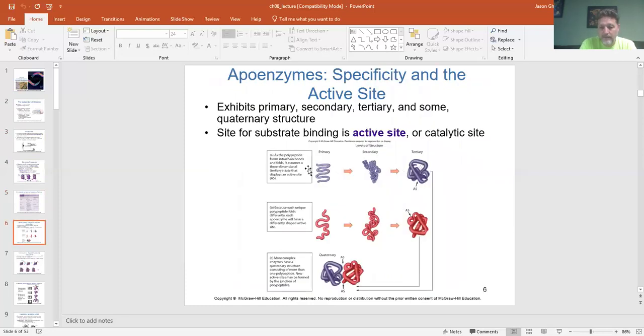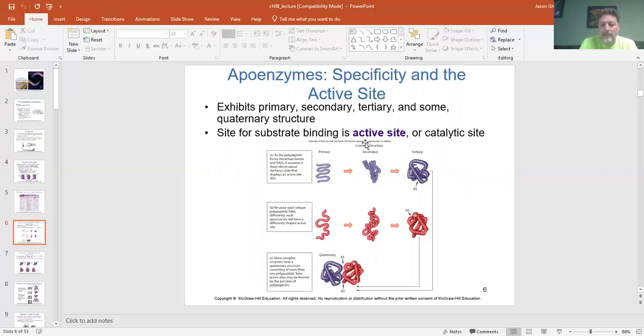Enzymes are proteins. Again, proteins are simple amino acids put together in chains, and they're folded up. So this would be a primary folding, secondary, tertiary. And when you have a couple of them together, you call it quaternary, or we call them globular proteins at that point.